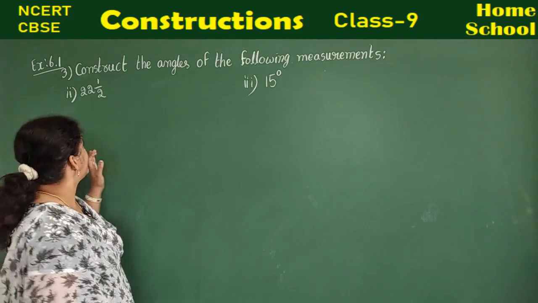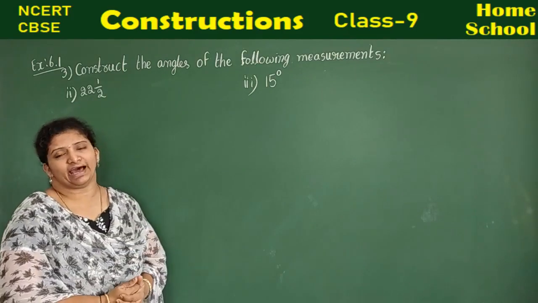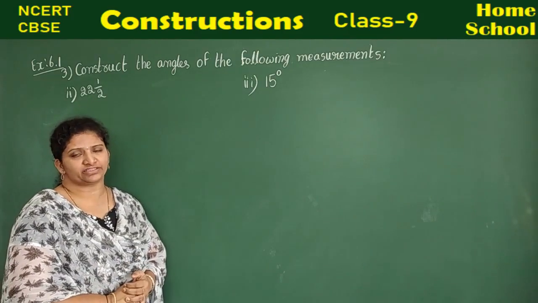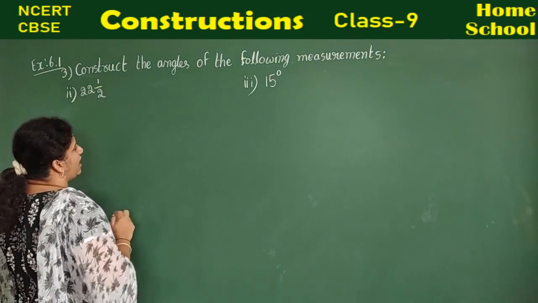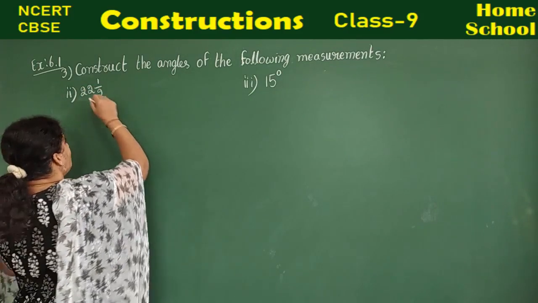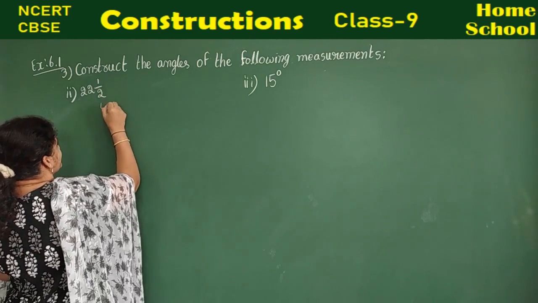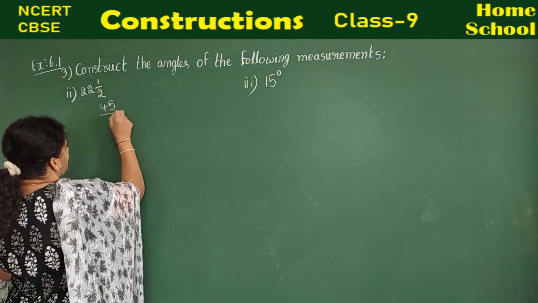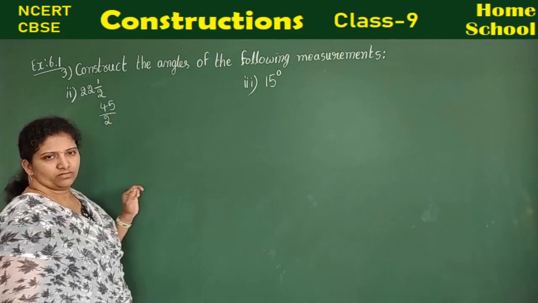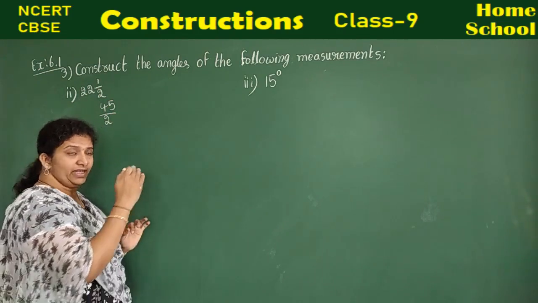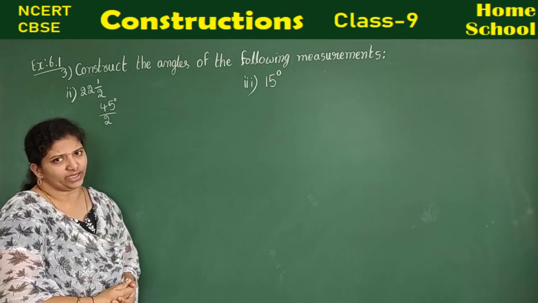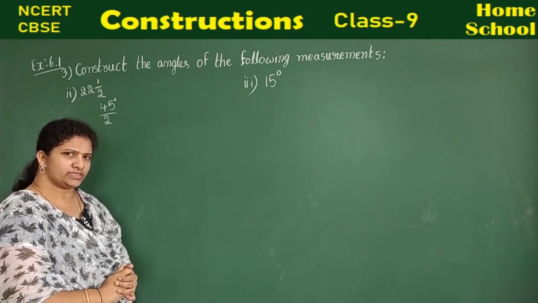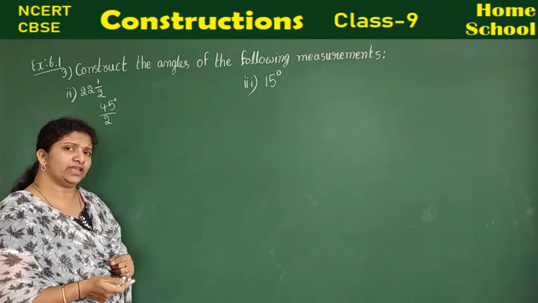Let's see the second sub-question, 22 and a half. It is a mixed fraction. Convert this fraction now. 22 twos are 44, 44 plus 1, this is 45 by 2. It means a 45 degree angle; half of a 45 degree angle we need to create. How can we do this? How do we get a 45 degree angle?